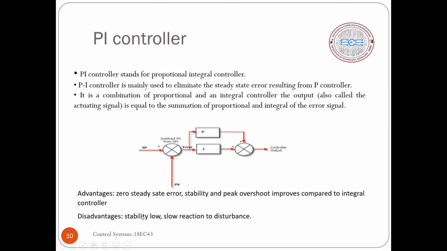Disadvantage, as we have seen in the transfer function, we have a pole at the origin that always gives low stability. That low stability still persists. Though there is an improvement, it is not a perfectly stable situation. It is still sensitive to instability with a few parameter changes in the system. And it is a very slow reaction to disturbance. So reaction to disturbance is very slow because we have proportional and integral together here.